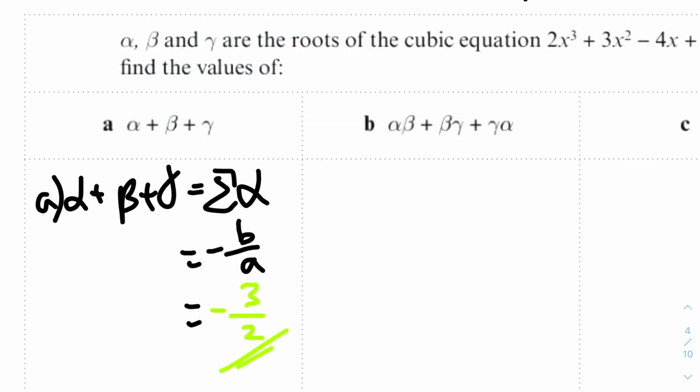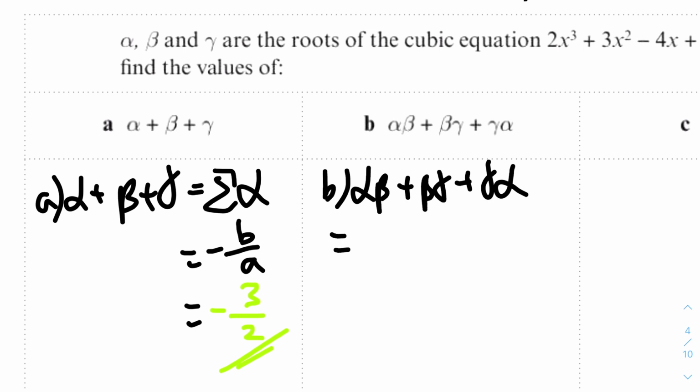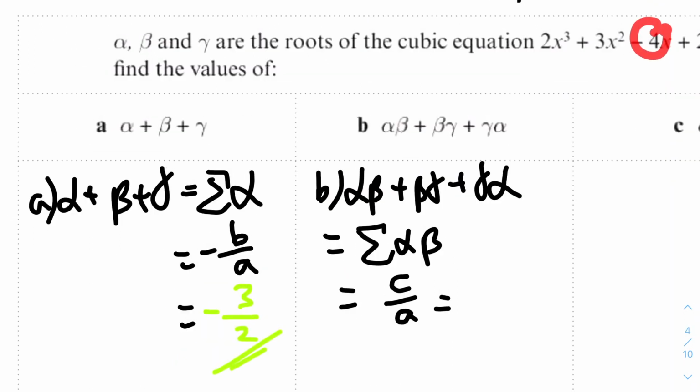In part B, alpha beta plus beta gamma plus gamma alpha, which we can simplify as the sum of the product pairs of the roots, is equal to c over a. C in this case is minus 4, and a is 2, therefore it's minus 4 over 2, and therefore this is minus 2.